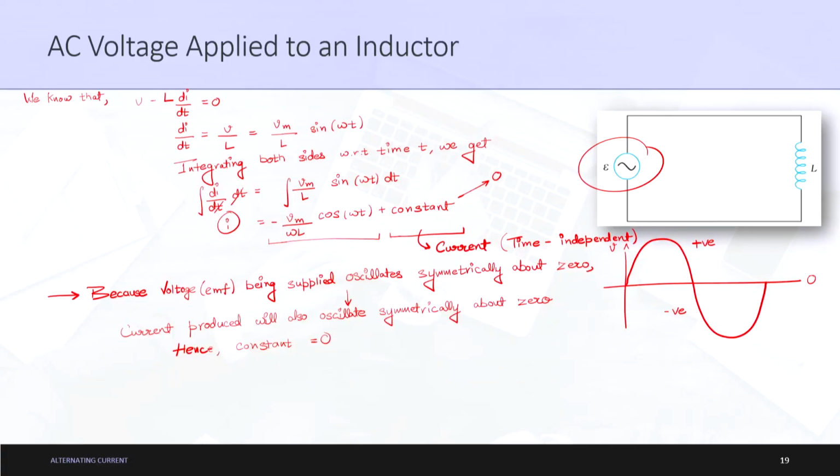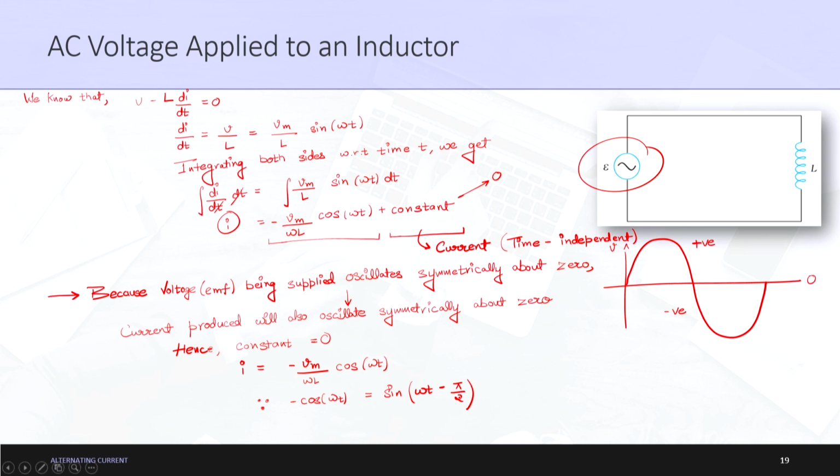Moving forward, we got that I is equal to minus Vm by omega L cos omega t. Now, in place of minus cos omega t, using trigonometry we can write it like this. We know that minus cos omega t is equal to sine of omega t minus pi by 2. Why are we doing this? We are just doing this so that everything is in the form of sine only.